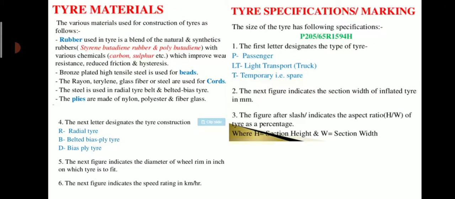The next letter designates the tire construction. R means radial type tire, B means belted bias ply tire, and D is bias ply tire. So in this designation you will see clearly the R. The next figure indicates the diameter of the wheel rim in inches on which the tire is to be fit. So here 15 indicates the diameter of the wheel, and the next figure indicates the speed rating in kilometers per hour. So the speed rating is given. This way the specifications are marked on the tire.